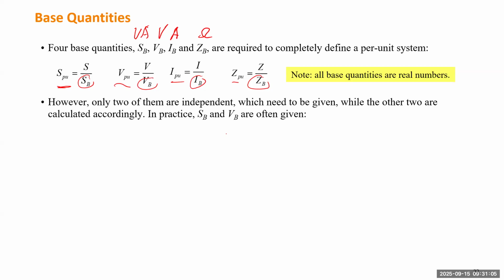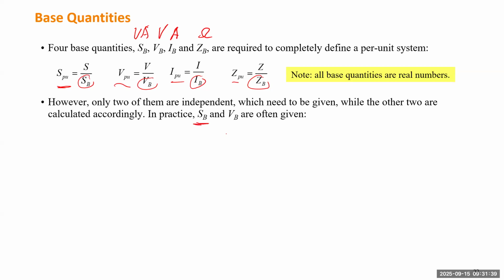Such as the per unit value will have the same angle as the original value. But actually, because we know the impedance is equal to voltage divided by current, which means V, I, Z are actually dependent on each other, right? And also power is equal to voltage multiplied by current. In a 3-phase system, you also need to multiply by root of 3, but they're also dependent. So which means we don't have to define 4 independent bases. We just define any 2 of them, okay, so the other two will be calculated.